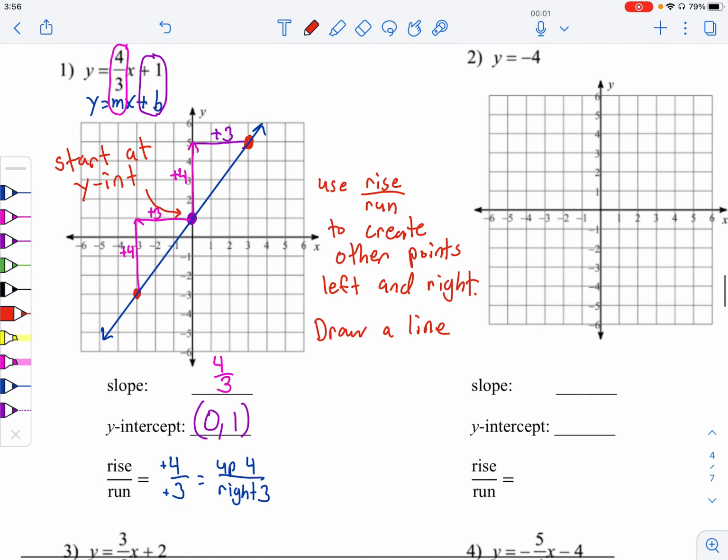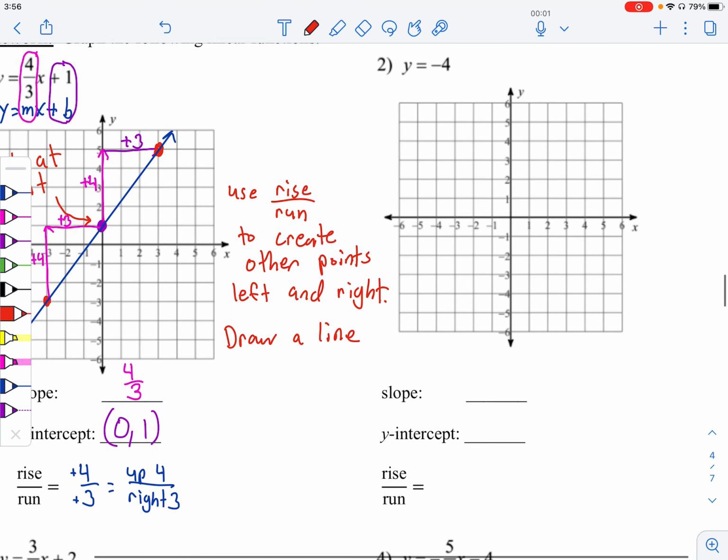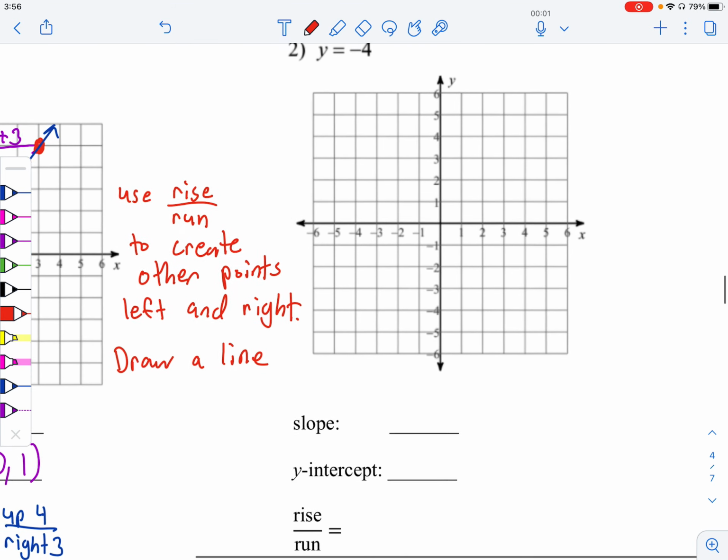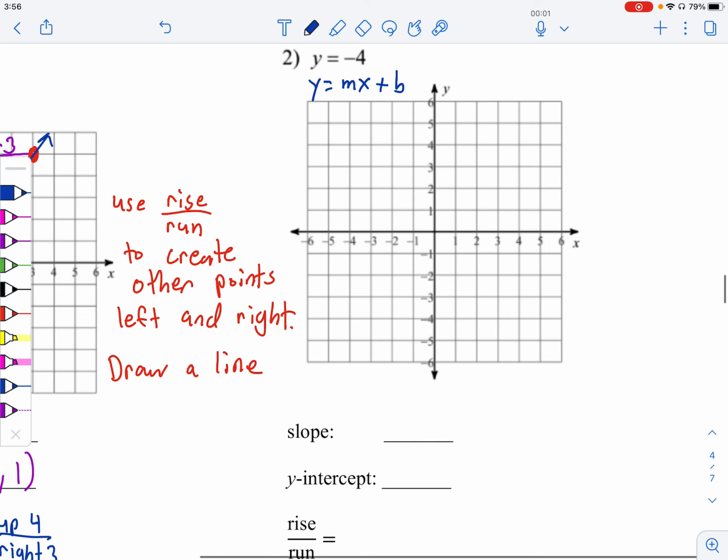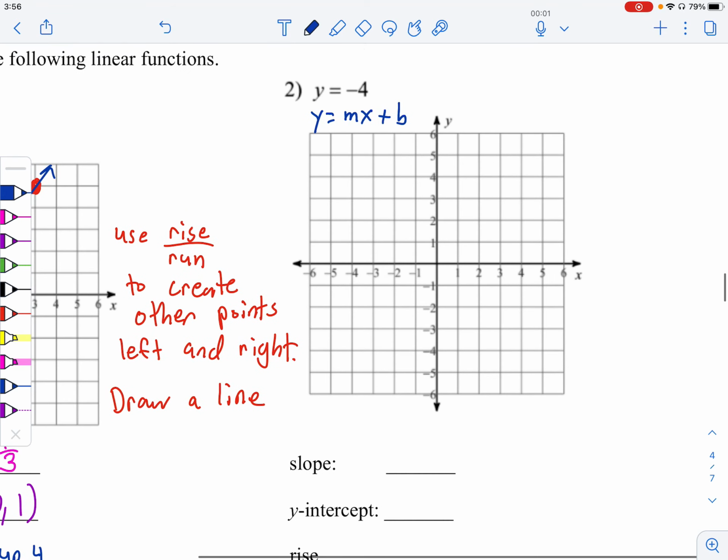Okay, so that's our process right there. So number 2, look at this. So y equals mx plus b again. But wait, there's no x. Right? So if there's no x, this is just like saying y equals 0x minus 4. Right? Because there's no x, this is 0.